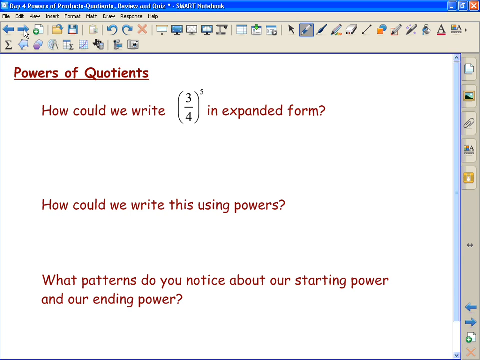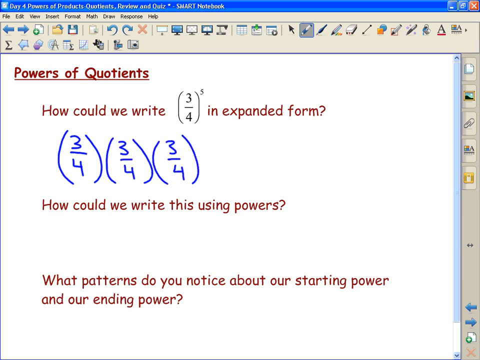Now we need to talk about our powers of quotients property. So it's kind of the same idea. It says, how could we write 3 over 4, the quantity, to the 5th power in expanded form? So most of us are probably going to say, well, we're going to write that as 3 over 4 times 3 over 4 times 3 over 4 times 3 over 4 times 3 over 4.